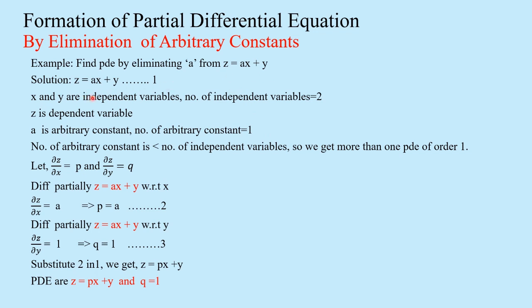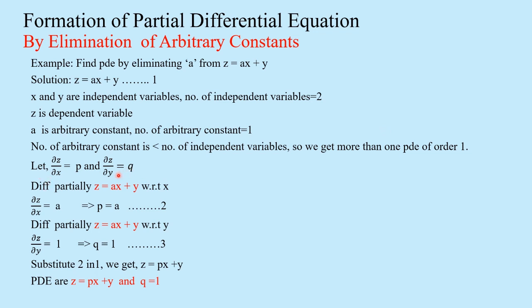Here x and y are independent variables. The number of independent variables is 2. z is the dependent variable and a is an arbitrary constant. Here the number of arbitrary constants is 1. So the number of arbitrary constants is less than the number of independent variables, so we'll get more than one partial differential equation of order 1. Let p be this and q be this.